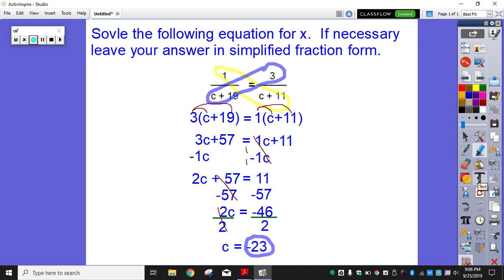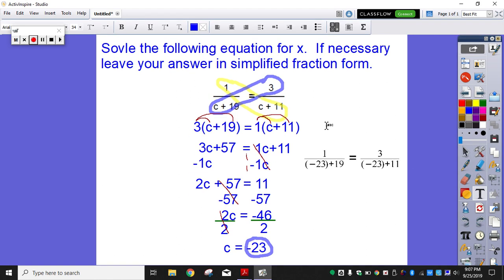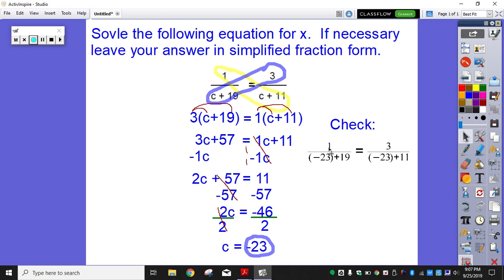So that first substitution would look like this. I'm going to label this checking my answer. So I would have 1 over negative 23 plus 19. Remember, when we substitute, we always use parentheses. And then on the right, I'd have 3 over negative 23 plus 11. Now there's nothing to distribute into these parentheses, so technically they can just disappear, and I can do negative 23 plus 19. And then on the right side, I can do negative 23 plus 11.